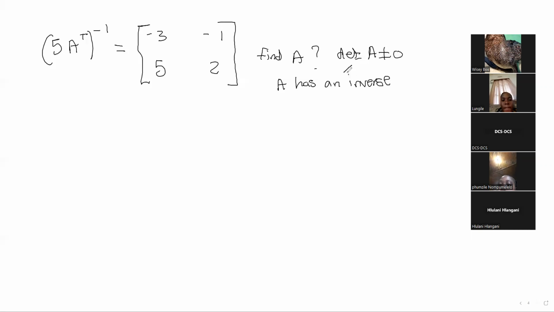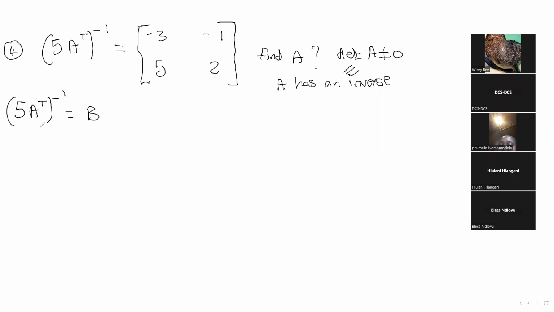These two statements are equivalent. So here, I'm just going to turn these matrices into letters because this is question number 4, if I'm not mistaken. Just to make everything nice, I'm going to say this B is a letter. Now, if I want to find A, I need to get A by itself somehow.